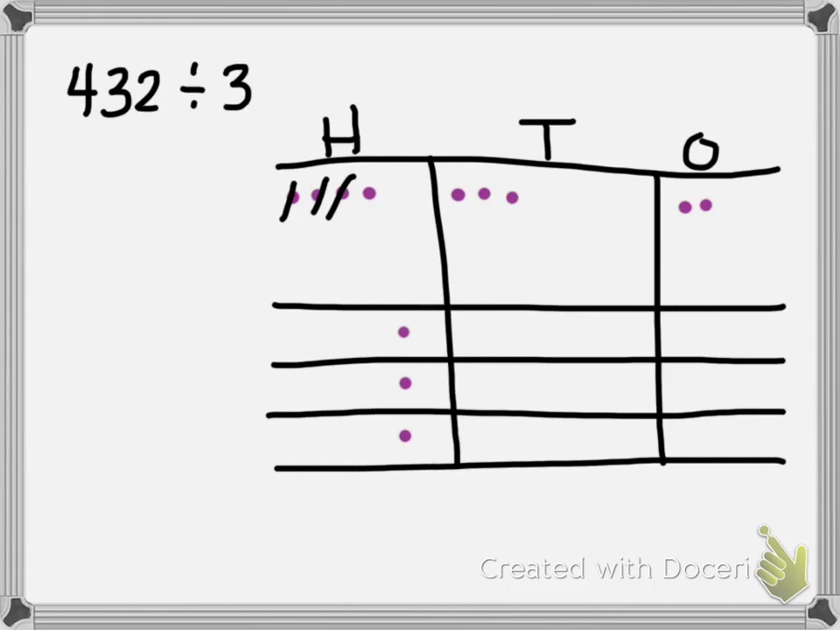Now I have 1 left. I can't cross this one off and move it down here because I would no longer have equal groups. I'd have 2 here, 1 and 1. So I take that one away and I leave it there. This sort of becomes our remainder at this point. With this 100, I'm going to move it over to our tens.